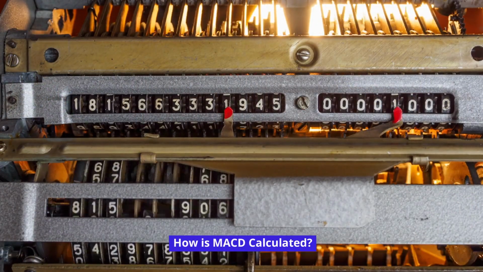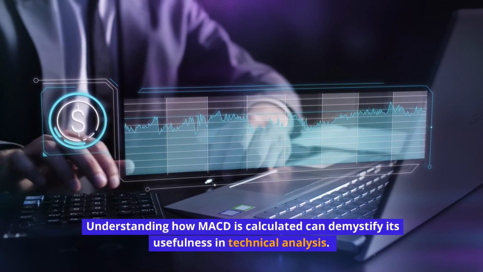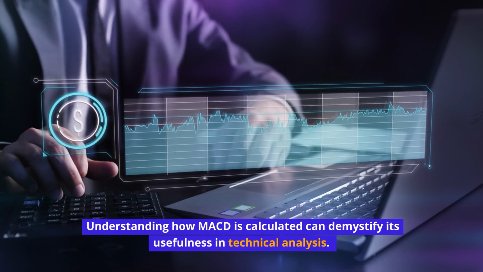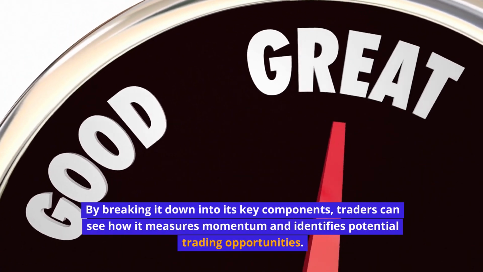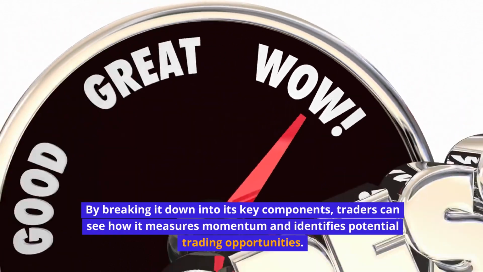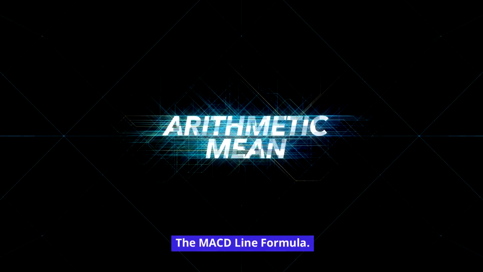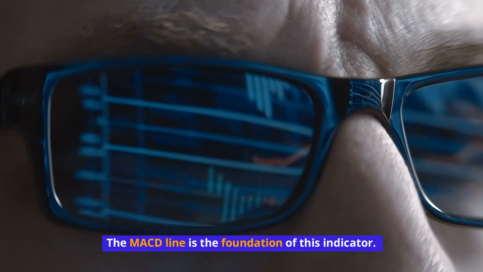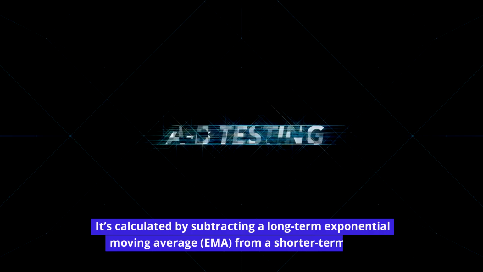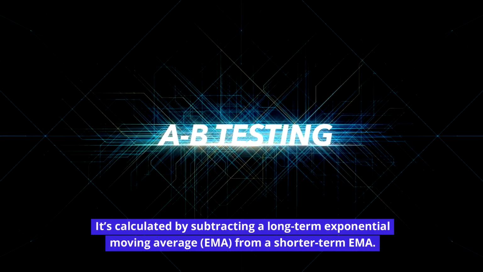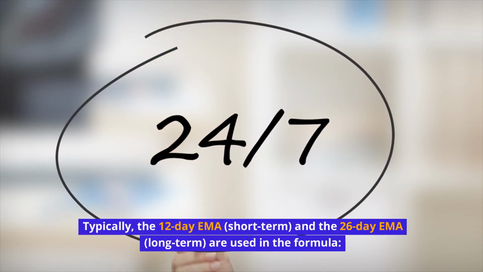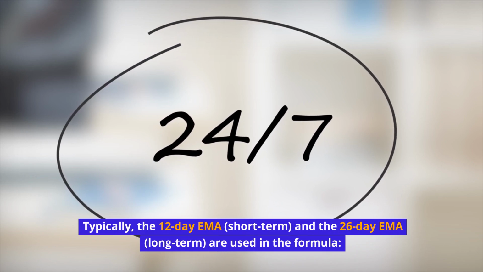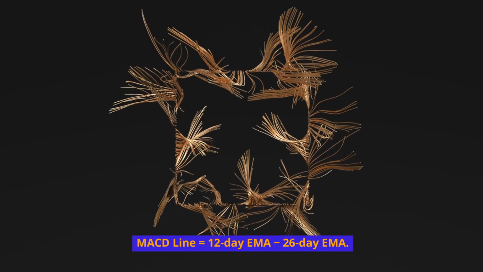How is MACD calculated? Understanding how MACD is calculated can demystify its usefulness in technical analysis. By breaking it down into its key components, traders can see how it measures momentum and identifies potential trading opportunities. The MACD line formula. The MACD line is the foundation of this indicator. It's calculated by subtracting a long-term exponential moving average, EMA, from a shorter-term EMA. Typically, the 12-day EMA, short-term, and the 26-day EMA, long-term, are used in the formula. MACD line equals 12-day EMA minus 26-day EMA.